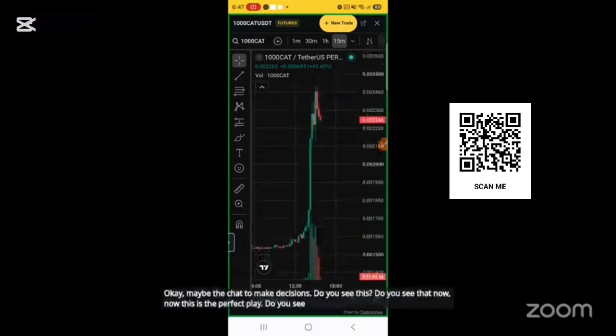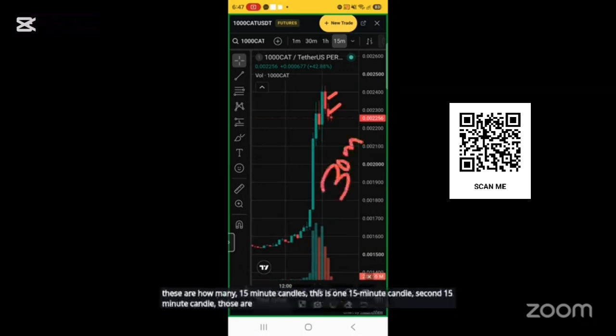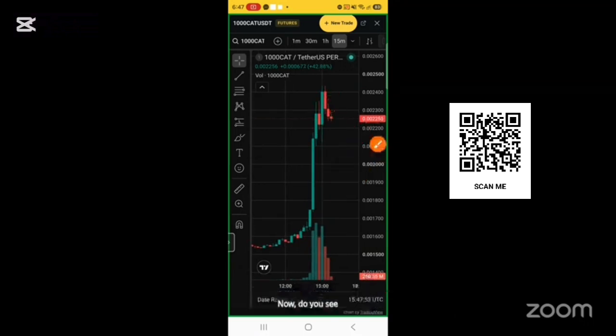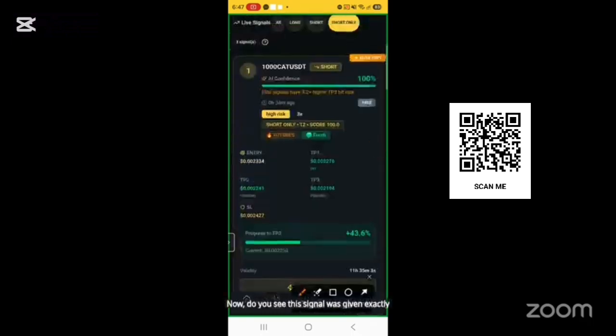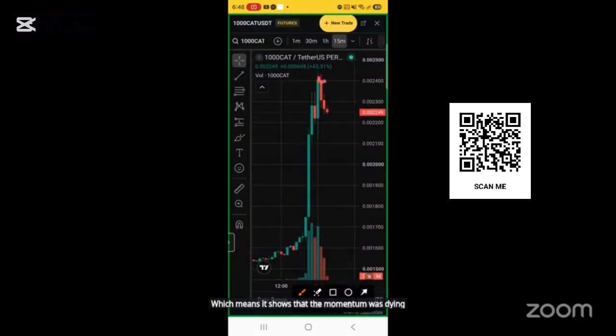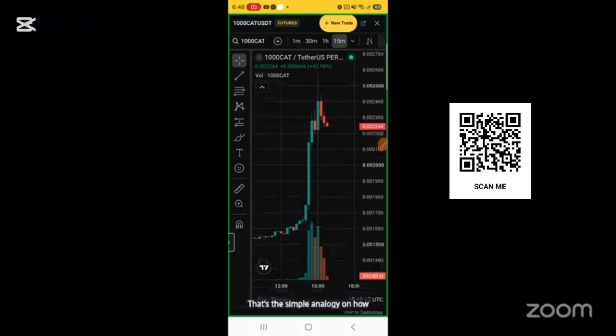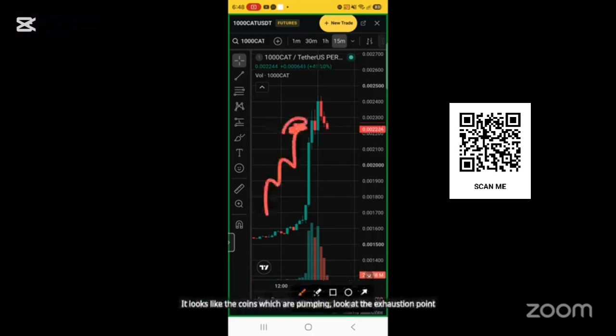Do you see that? If we consider 30 minutes ago, these are how many? 15-minute candles. This is one 15-minute candle, second 15-minute candle. Those are 30 minutes. Now, do you see this signal was given exactly 34 minutes ago? Which means it saw that the momentum was dying. The momentum was dying. And it is riding on this retracement to make money for you. That's the simple analogy on how this method works. It looks at the coins which are pumping, looks at the exhaustion point, then enters at points of exhaustion, okay, to make sure it rides the downtrend.